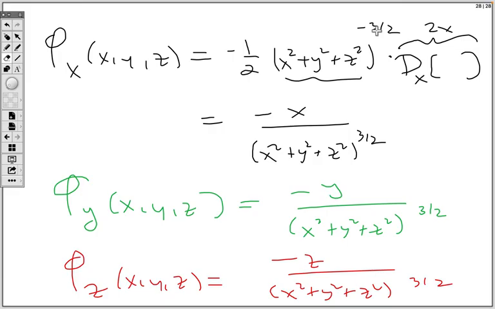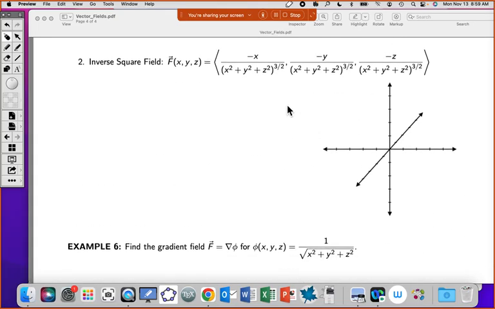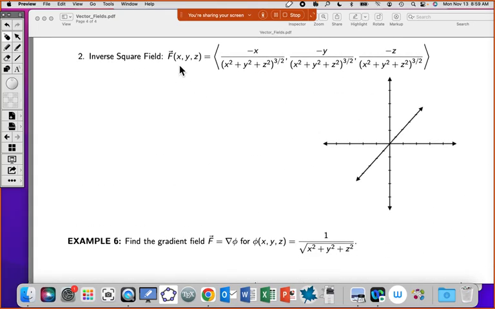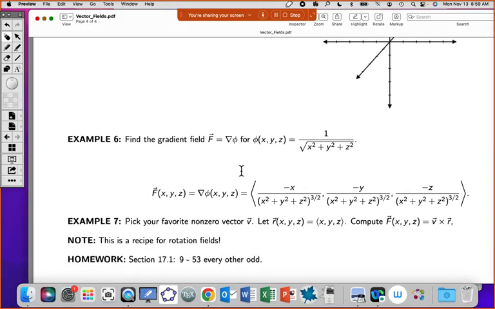And so then for the gradient field, you just have your x, y, and z components being the x, y, and z partials. And there it is, which is exactly this field here. So the inverse square field f is actually the gradient of phi.